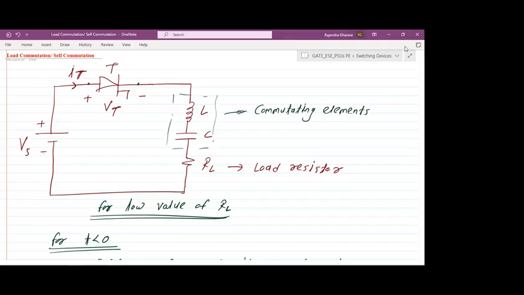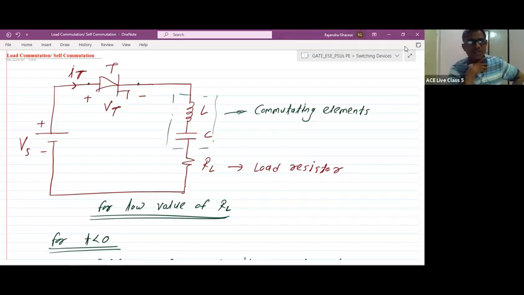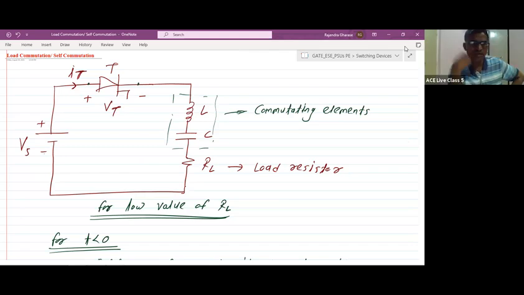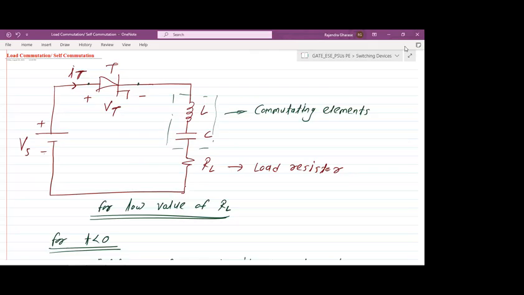Yes, sir. So now if I want to use that SCR in my circuit, then what do I need to do in order to turn off that SCR? Yes, we need to use the commutation circuitry. And in that commutation circuitry, I need to select the elements, I need to put the components in such a way that my TC should be greater than or equal to TQ, so that all the additional charge carriers are removed. Then SCR will turn off.